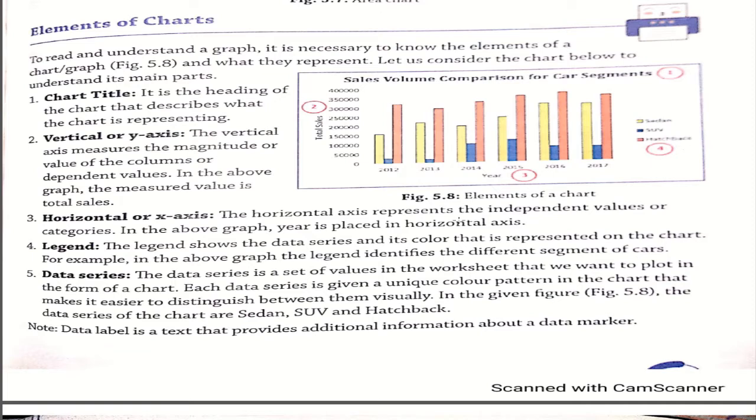Next is legend. Legend means what? Legend shows the data series and its color. This color information is being shown, like which color represents which type. This is known as what? Legend. Next is data series.